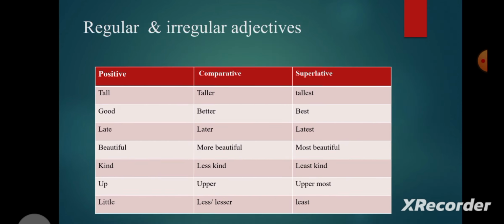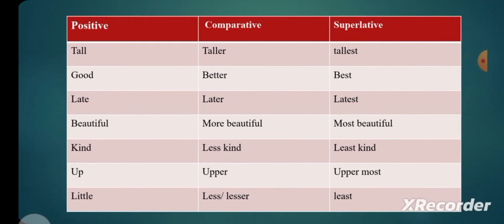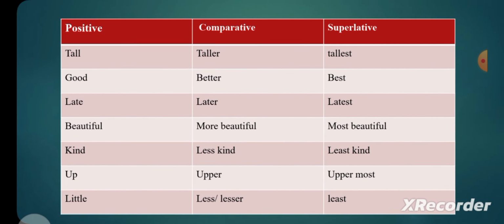There are some regular and irregular adjectives present in grammar. For example, you may see in the three columns positive degree, comparative degree, and superlative degree. Tall, taller, tallest. Good, better, best. Late, later, latest. Beautiful, more beautiful, most beautiful. Kind, less kind, least kind. Up, upper, uppermost. Little, less or lesser, and then least.